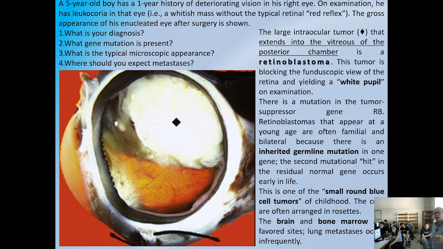So, where should you expect metastasis? The brain and the bone marrow. That means that this tumor spreads by what route? Via vessels, all right? Via the blood.